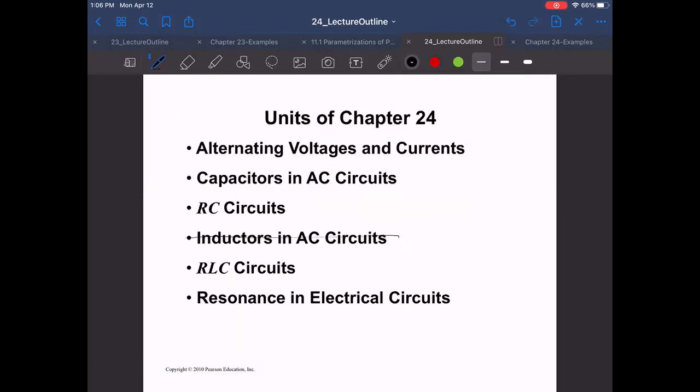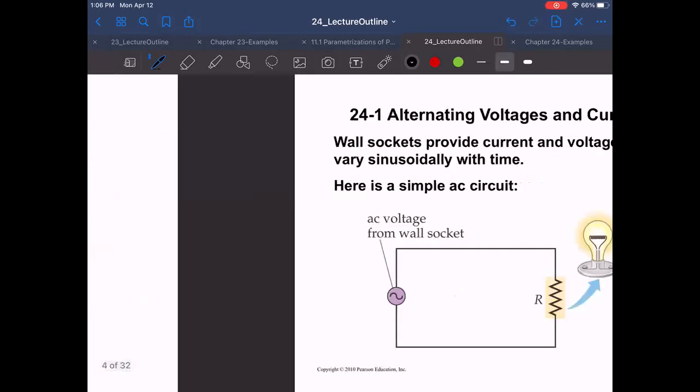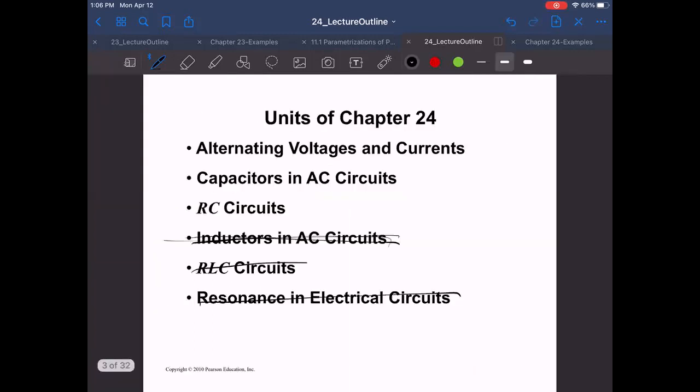We're not going to do inductors in an AC circuit. So we're going to start with alternating voltages and currents, and we'll talk about capacitors in them. So anything in that practice set I put up that has inductors in it, just ignore. I'm not going to cover the inductors.